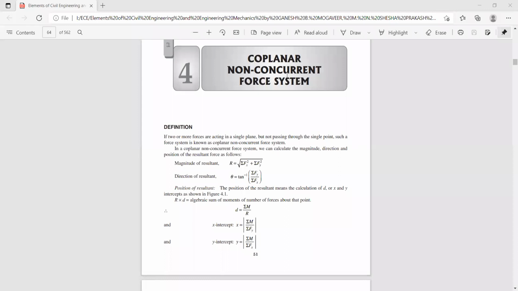Today we shall start with a new chapter, coplanar non-concurrent force system. In the earlier classes we have discussed coplanar concurrent force system. A coplanar concurrent force system is one wherein the system of forces acting in the same plane are concurrent at a single point. So here it is a coplanar non-concurrent force system. The definition goes like this.